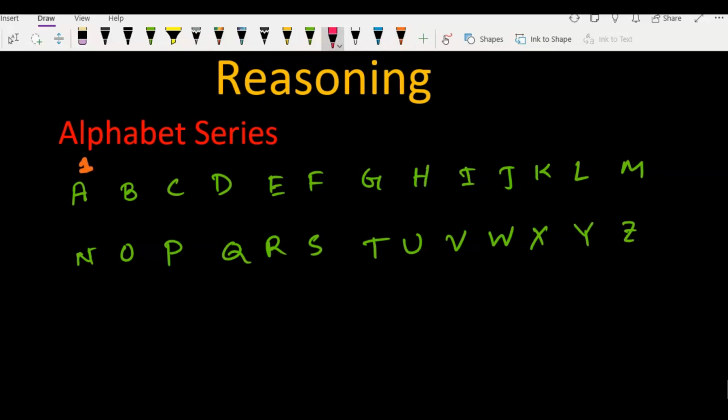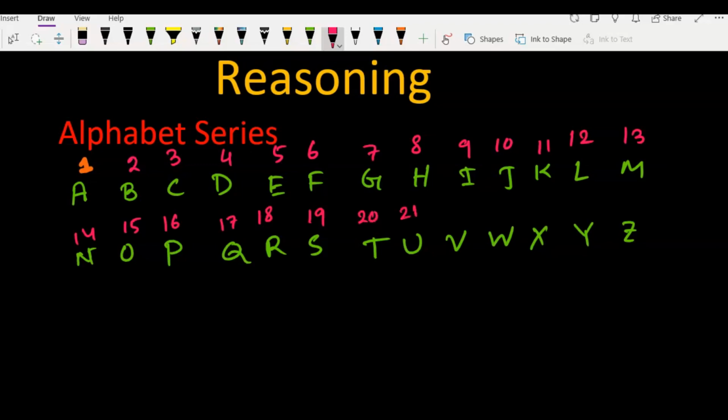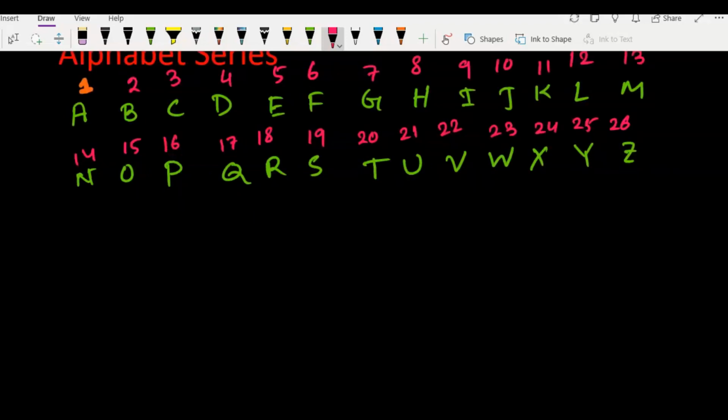1, 2, 3, 4, 5, 6, 7, 8, 9, 10, 11, 12, 13, 14, 15, 16, 17, 18, 19, 20, 21, 22, 23, 24, 25, 26. These are the place values of the alphabet. We have to remember these place values. To remember these place values, we need some techniques and also practice. I understand that it seems difficult to remember all the place values, but with practice you can remember them.